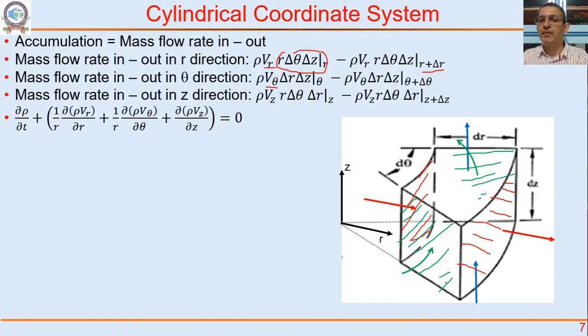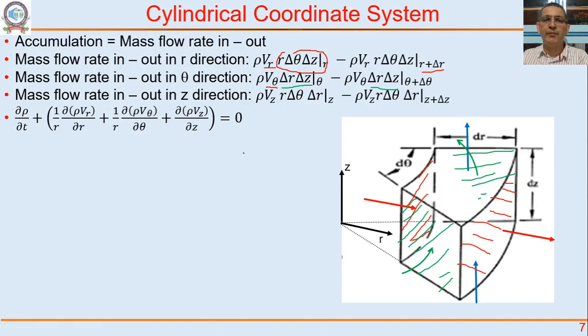Area of that front face and the back face is dr multiplied by dz. So mass flow rate in and out because of the theta direction is the area perpendicular to the theta direction, which is delta r delta z, the front face and the back face.